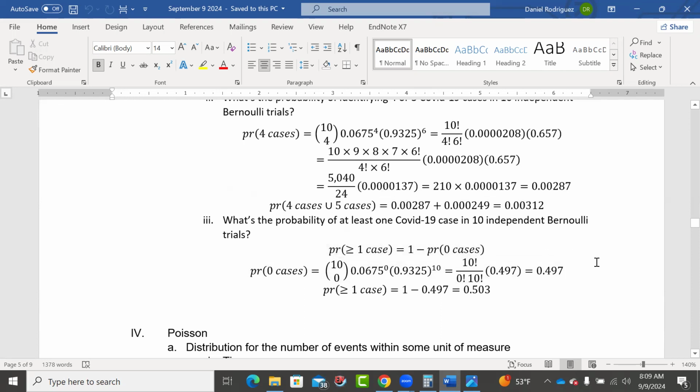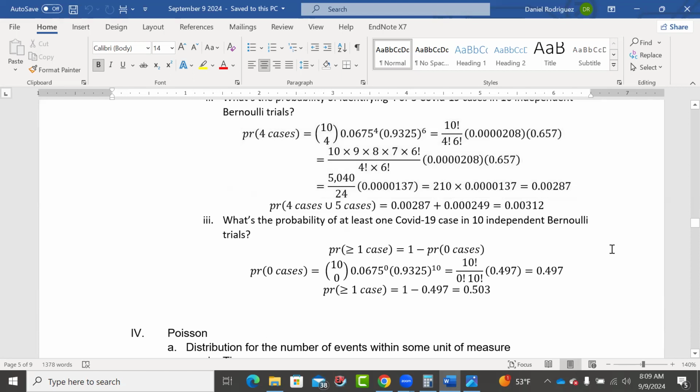What's the probability of at least 1 COVID-19 case in 10 independent Bernoulli trials? So at least one, there'll be 1, 2, 3, 4, 5, 6, 7, 8, 9, 10. That's a lot of different cases, right? So the literal person will add them all together. And so they'd have to do 10 of these right here, right?